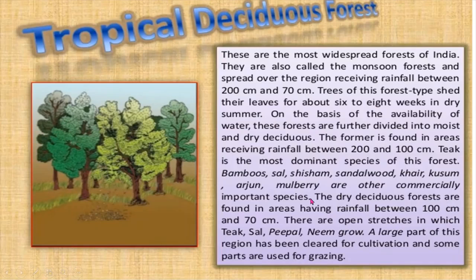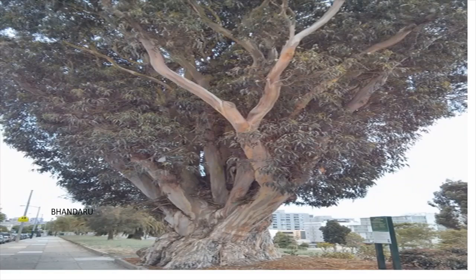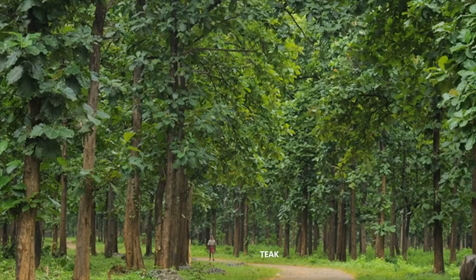The next category under this main category is the dry deciduous forest, which receives a rainfall between 100 and 70 centimeters, and the plants which come under this are teak, sal, peepal and neem. This type of forest is mainly used for grazing animals, and it is also cleared for cultivation purposes. Some plants you find in this category are acacia, arjun tree and bandaru tree, and this is a teak plant used for commercial purposes.